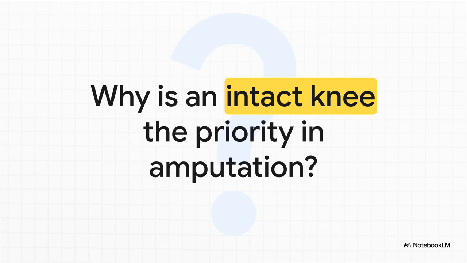Which brings us to one final, really crucial question to chew on. With all these complex cuts and major interventions, why is preserving an intact knee joint the absolute highest priority in lower limb amputations? Well, it's because keeping that knee drastically decreases the metabolic energy it takes for the patient to ever walk again with a prosthesis. It's the literal difference between navigating the world efficiently or facing an exhausting uphill battle with every single step.